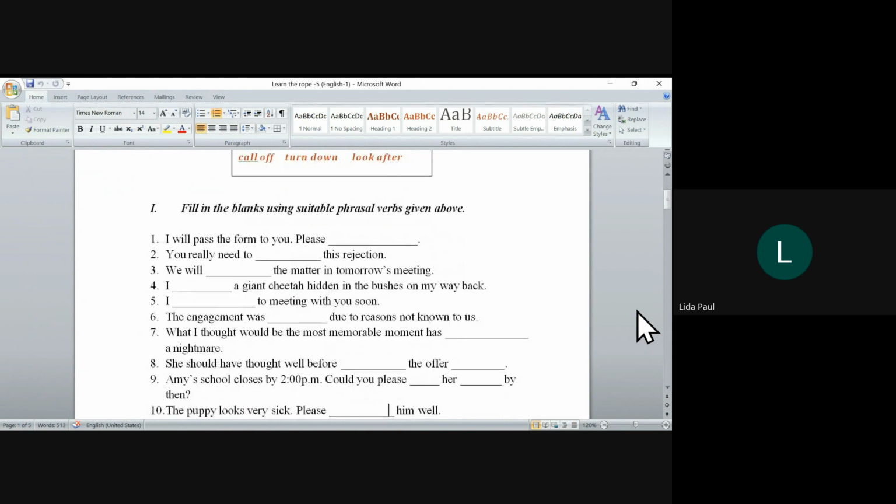Okay, right. So the next question, sixth one. Now, this one I think we had already discussed, but let's look at this one. You'll know the answer for this. The engagement was dashed due to reasons not known to us.